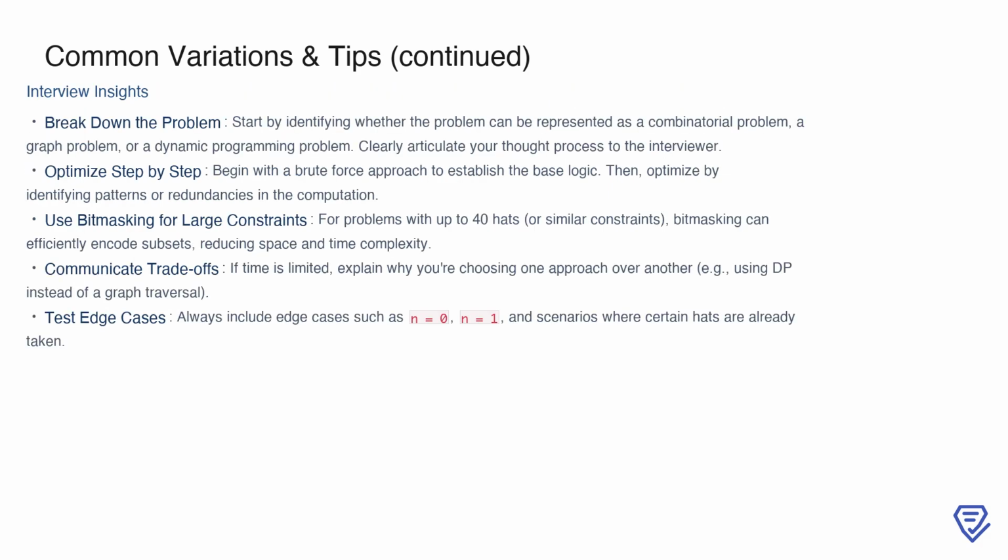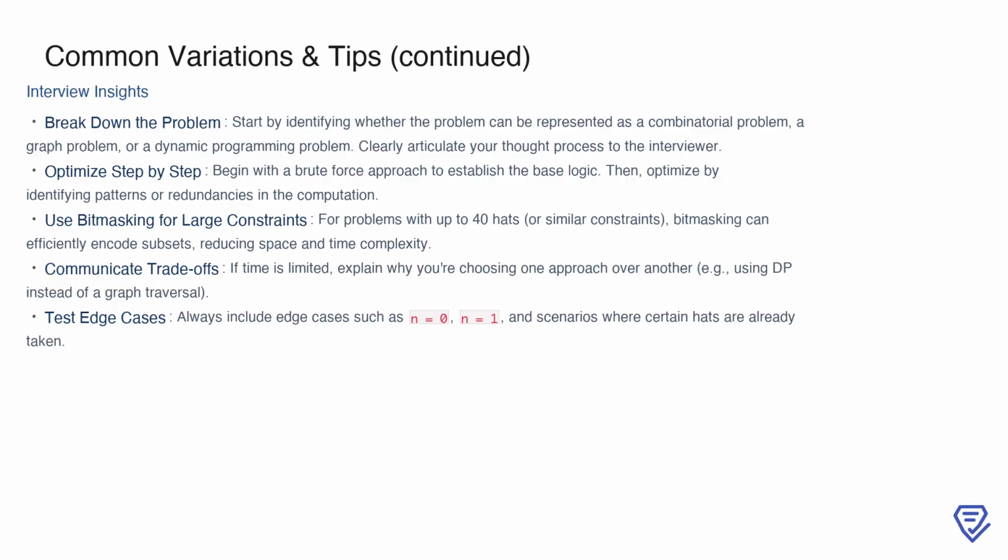When approaching this problem in an interview, it's important to start by breaking down the problem. Determine if it can be framed as a combinatorial problem, a graph traversal, or a dynamic programming challenge, and make sure to articulate your thought process clearly. Once you have the basic understanding, optimize step by step. Begin with a brute force solution to establish the foundation, and then refine it by identifying patterns or redundancies. For larger constraints, like handling up to 40 hats, bit masking can be a powerful tool. It allows you to efficiently encode subsets, reducing both space and time complexity.